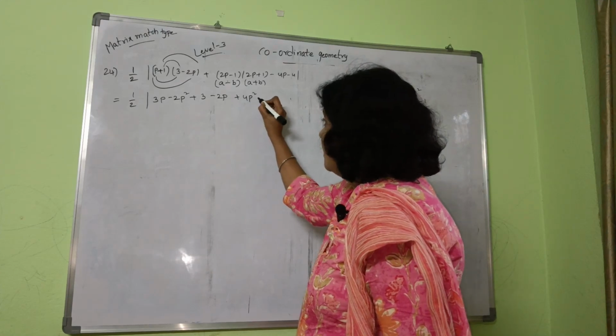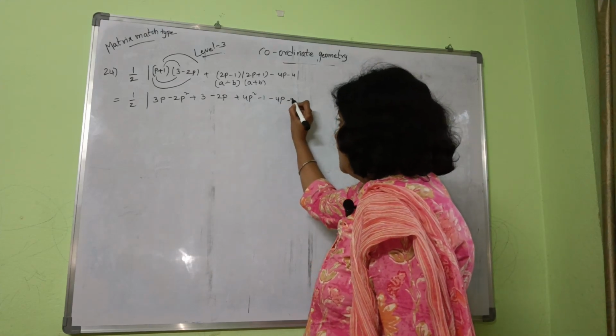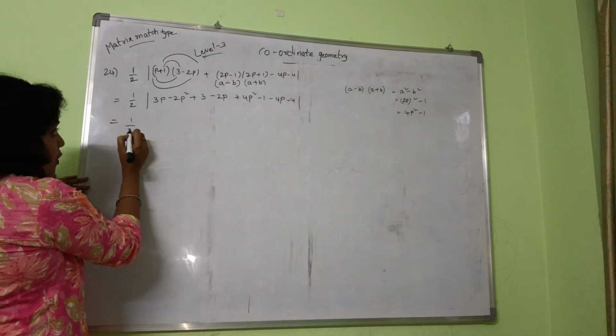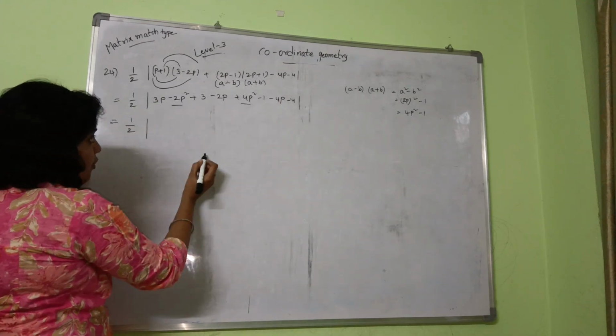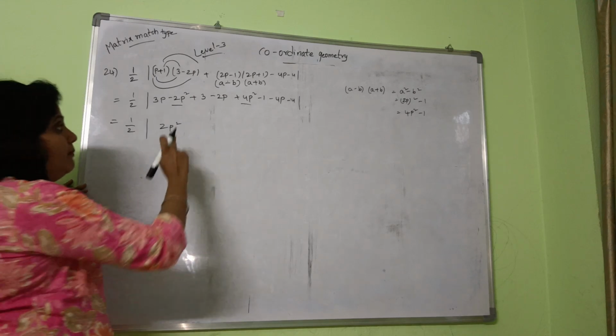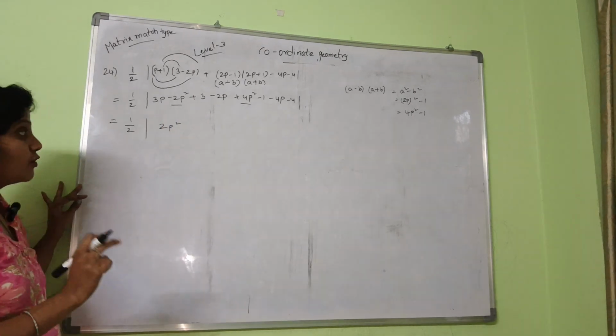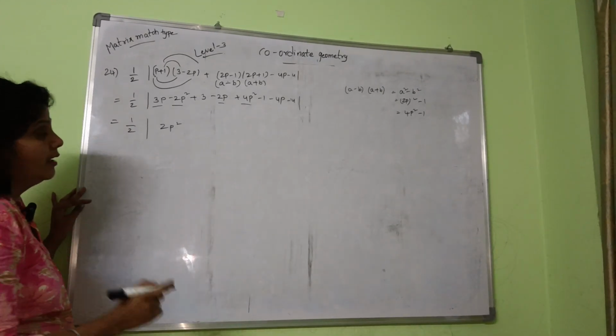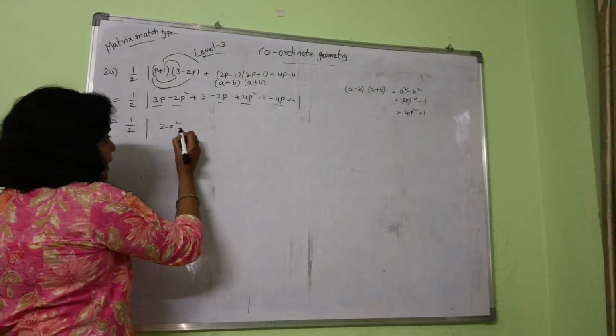4p square minus 1 minus 4p minus 4. Okay. Now 1 by 2 mod of minus 2p square plus 4p square, 2p square. So I am taking only the p square terms. Minus 2p square plus 4p square is 2p square. 3p minus 2, 3 minus 2 is 1. 1 minus 4 is minus 2.